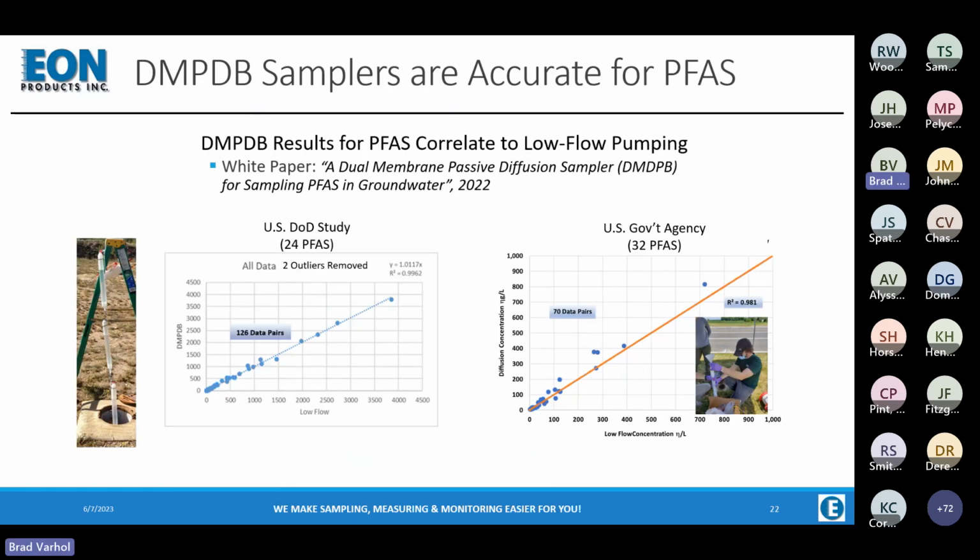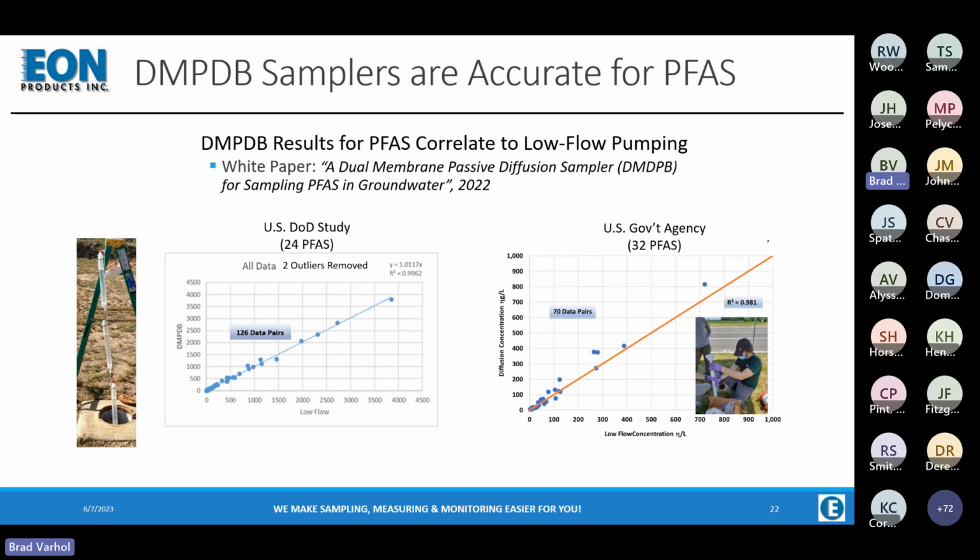Everybody's interested in PFAS, and I'm certainly making a big deal of it today when I talk about wastewater. There was a US DOD study conducted, and I'm sorry, I can't name the site, but that was at their request, where they sampled for 24 PFAS. There is a publication on this. The site isn't named, but the specific data has been published.